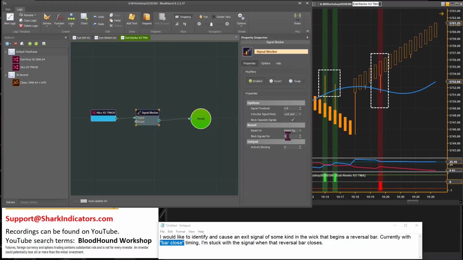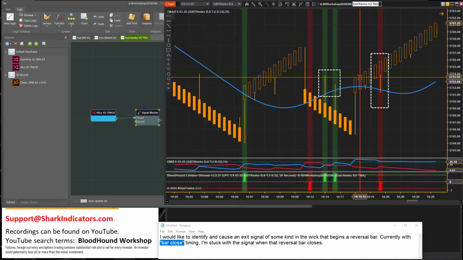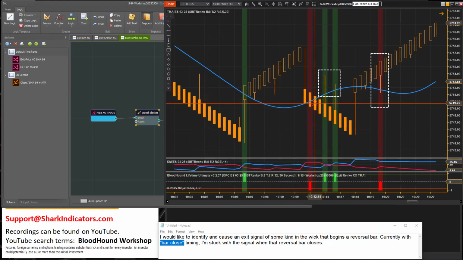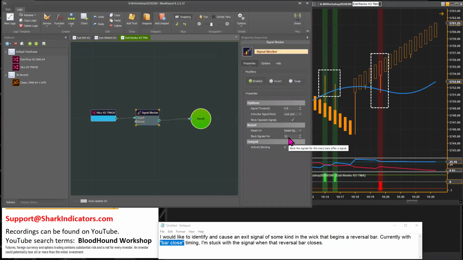And of course, now with the signal blocker, you have to identify how many bars after the reversal you want to block those early wick signals there. So, let's see, what do we got here? 5. All right, so that's 5. I'll just leave it at 10 there.